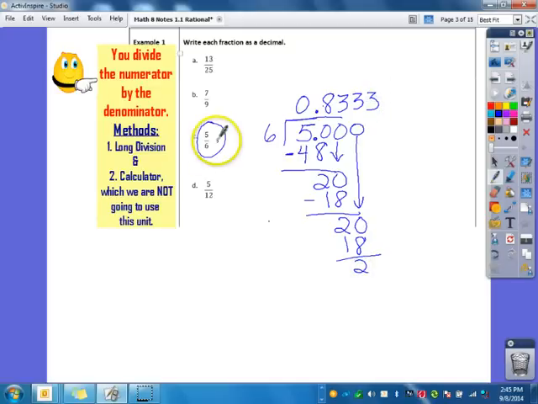So 5/6 as a decimal equals 0.8333. All right, that 3 keeps repeating, so it is 0.83 with the bar notation over the 3 only. If you were to put it over the 8 as well, you would lose a point or half a point on your papers. So make sure you only put the bar notation over the number that repeats.